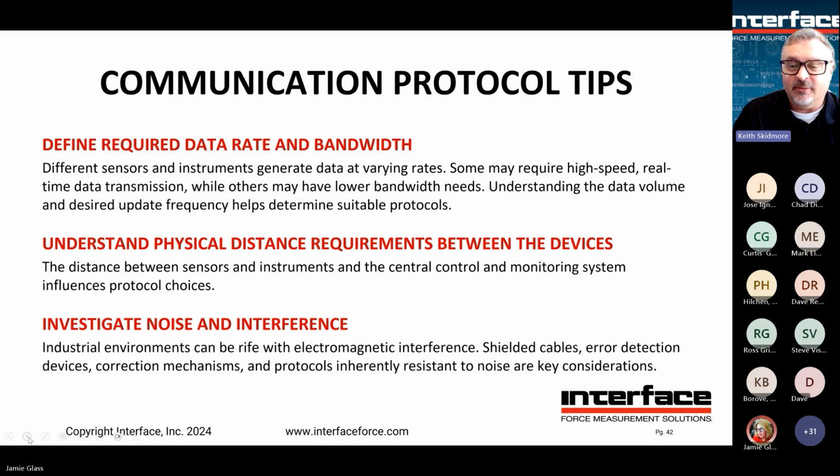In the distance requirements, some protocols are much better for very long distances than others. So if you're using a network that really doesn't work well over long distances, maybe there need to be some conversions in between. Use some protocol that is more suited to longer distances, and then convert later versus right at the sensor. Noise and interference. Industrial environments can have a lot of electromagnetic interference: shielded cables, error detection devices, correction mechanisms. Some protocols are inherently resistant to noise. Those are all key considerations.